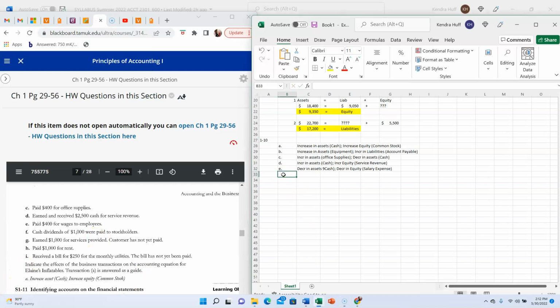All right, F. Cash dividends of $1,000 were paid to stockholders. So they paid it out in cash, so our cash is going down. Cash is an asset, so we're going to have a decrease in assets with cash. Dividends also decrease equity, so it's going to be a decrease in equity.